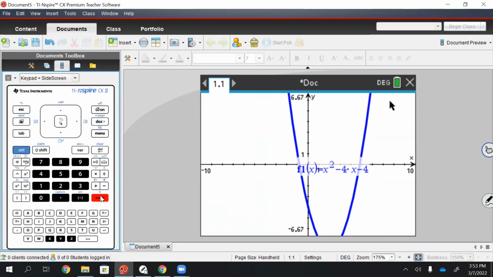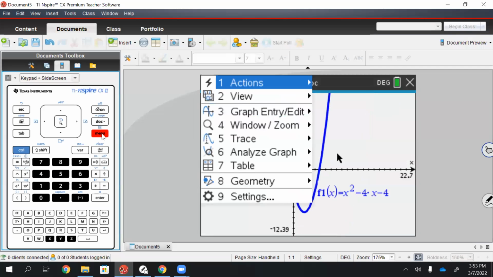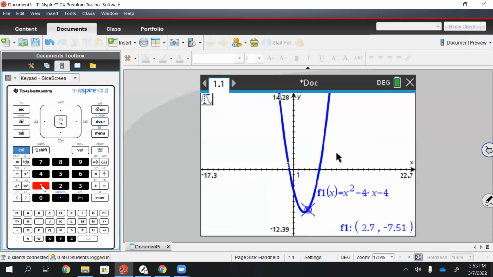Now, if you like, you can zoom out a little bit. So that would be menu 4. Okay, zoom out a little bit right here. And now you can see everything. You can see the vertex and all that. But now to actually get our points, we're going to go menu 5 for trace, and then we want graph trace, which is 1. And now you can move left and right here, and it will tell you the different points that we need. So if we go a little bit to the left, you see the first point they show us is the minimum.